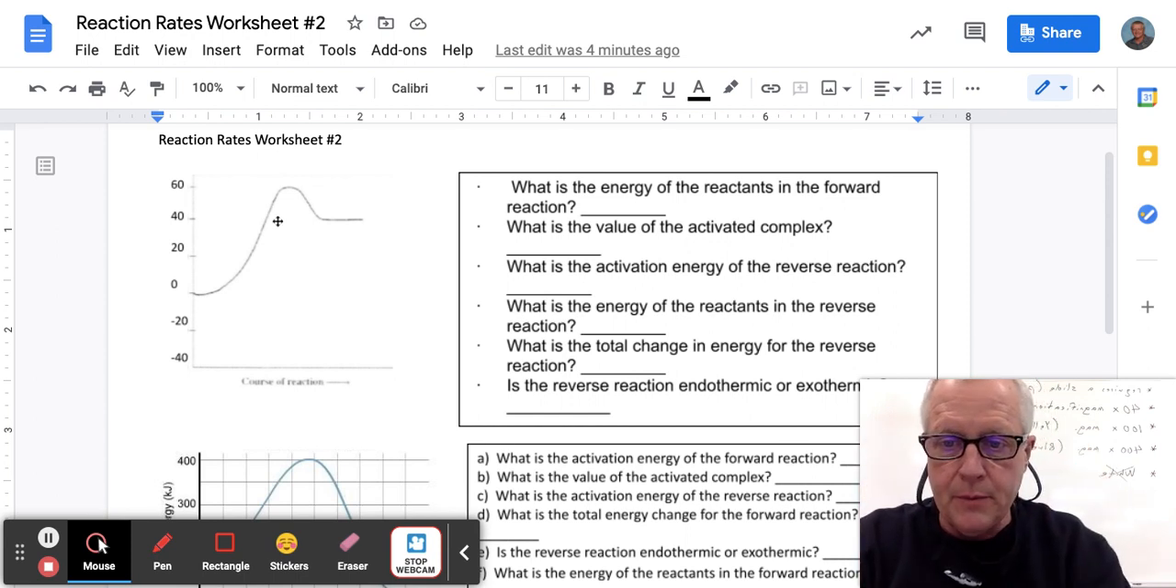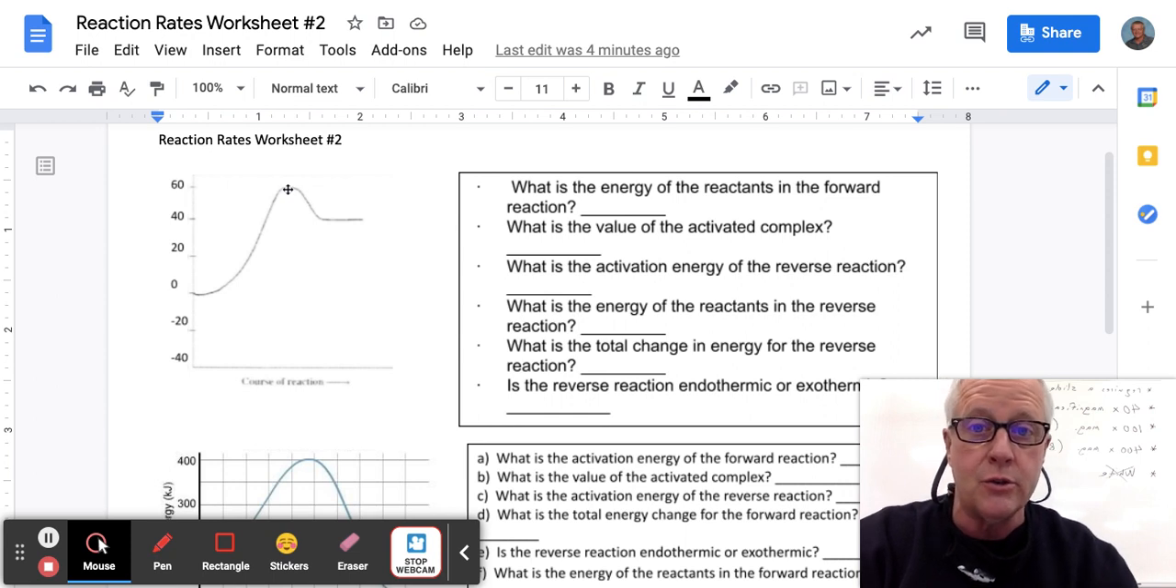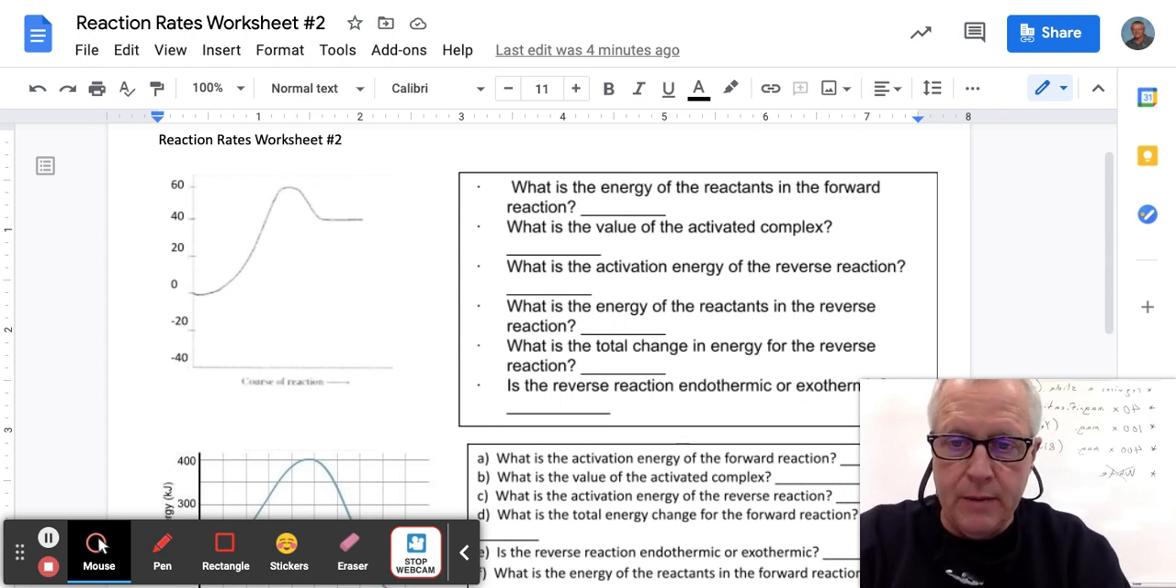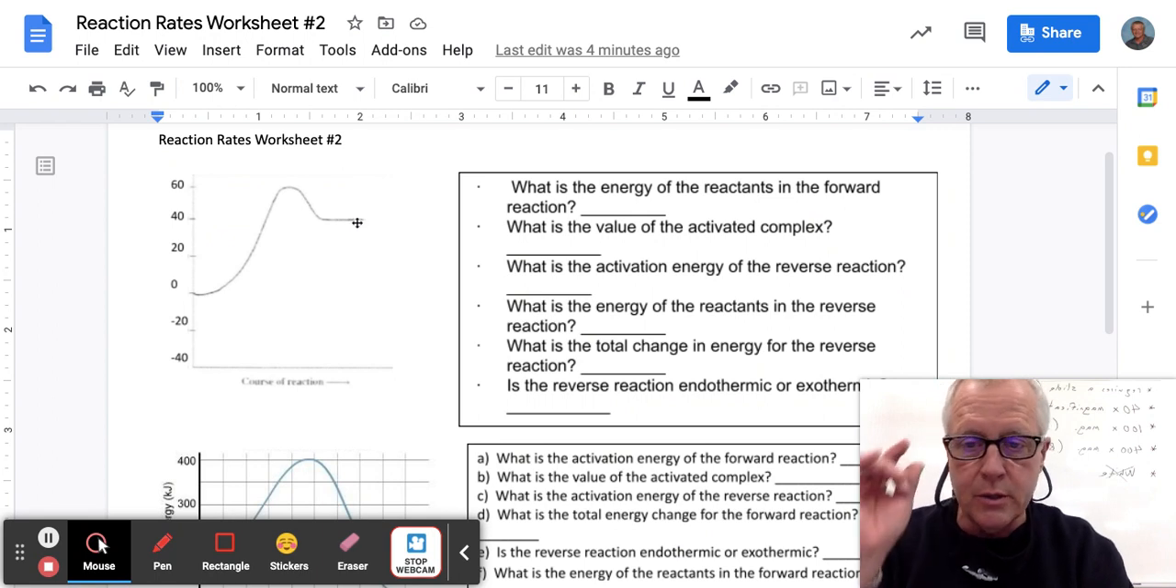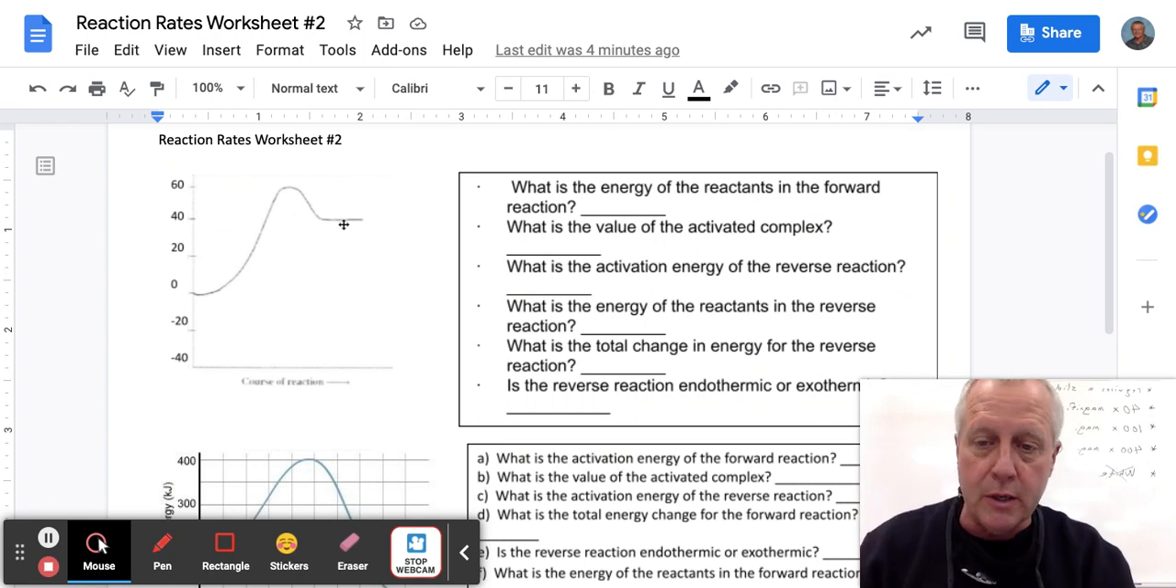So the rise from the beginning point of the reactants to the activated complex is known as the activation energy. And then there is a resulting energy for the products. Notice that in this case, the product energy is higher than the reactant energy. That basically means that energy has been absorbed overall. And so energy is absorbed.